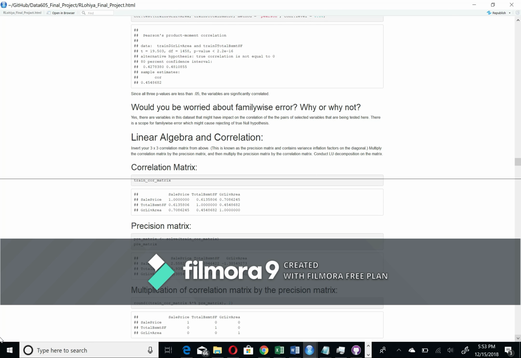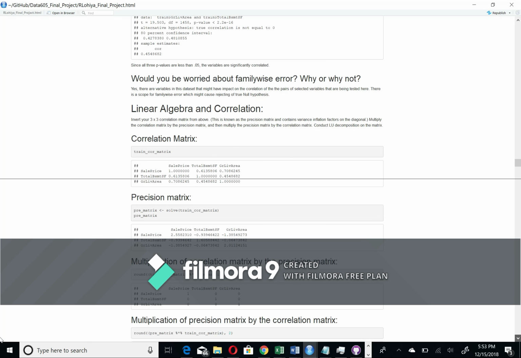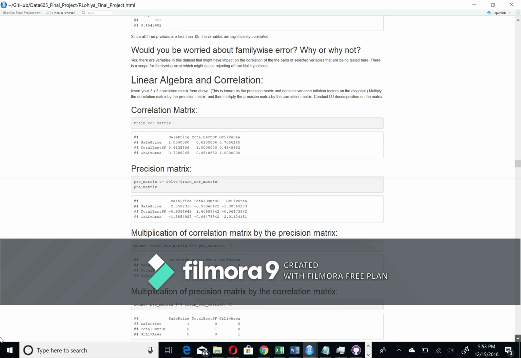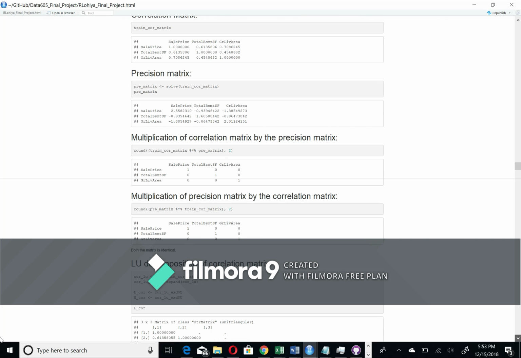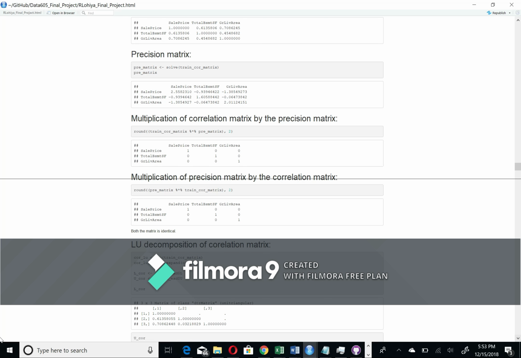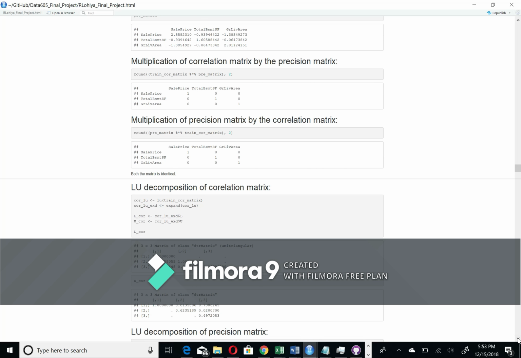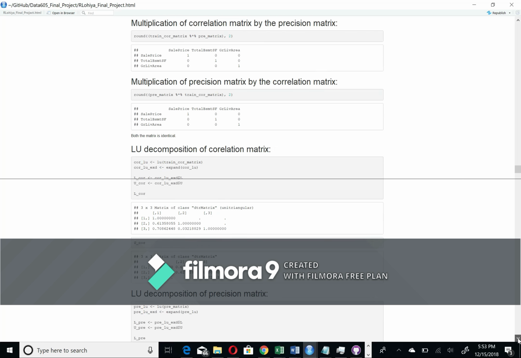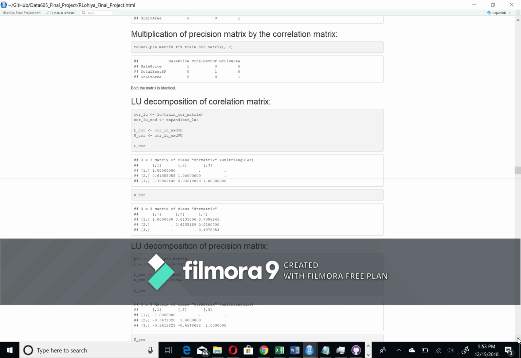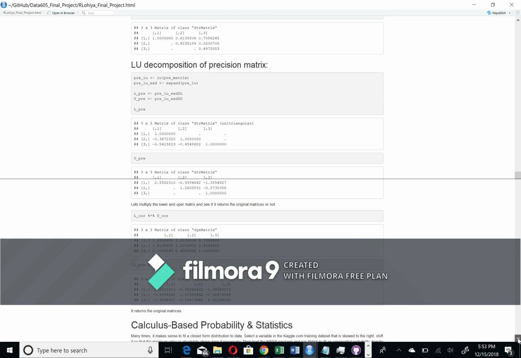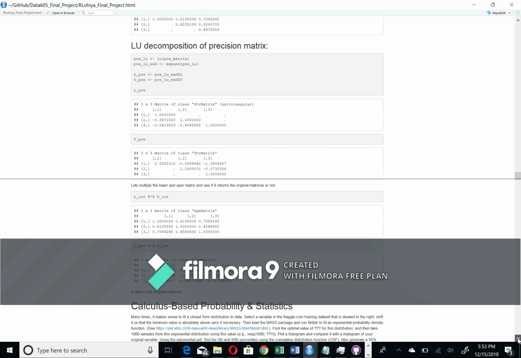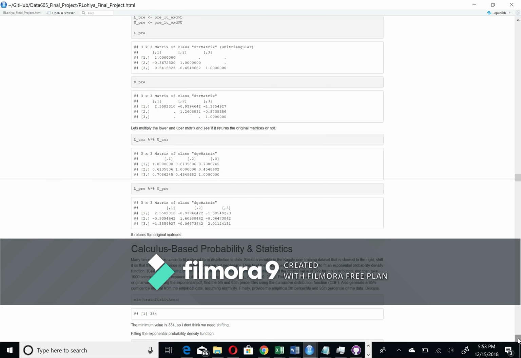Then we had to do some linear algebra and correlation. For that I did the correlation matrix, and then the precision matrix. I multiplied the correlation matrix by the precision matrix first, and then the precision matrix by the correlation matrix. I could see it's identical; we got the identity matrix. Then we did LU decomposition of the correlation matrix, and similarly LU decomposition of the precision matrix. Then again we multiplied the lower and upper matrices to see if they return the original matrices or not. So it did return the original matrices.